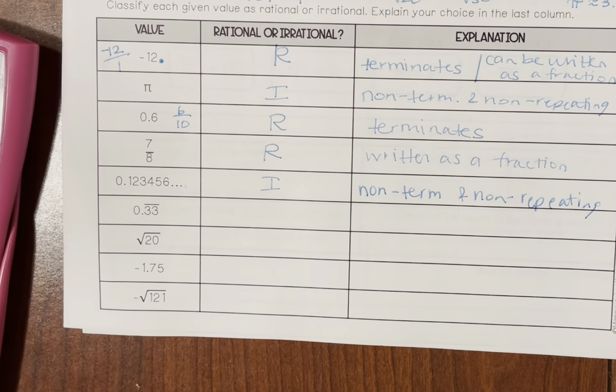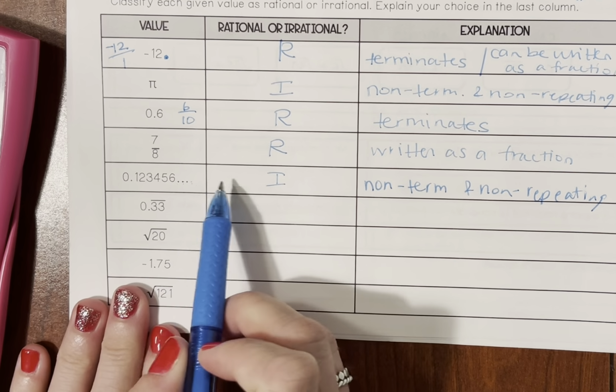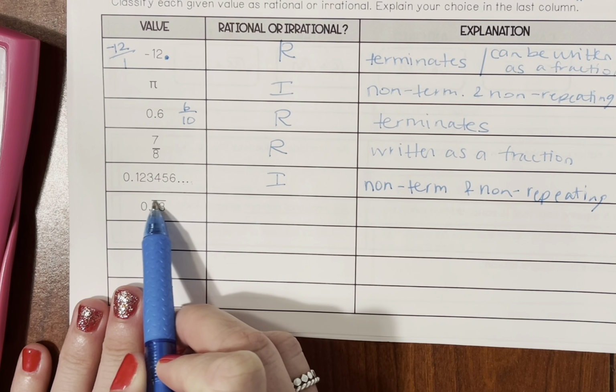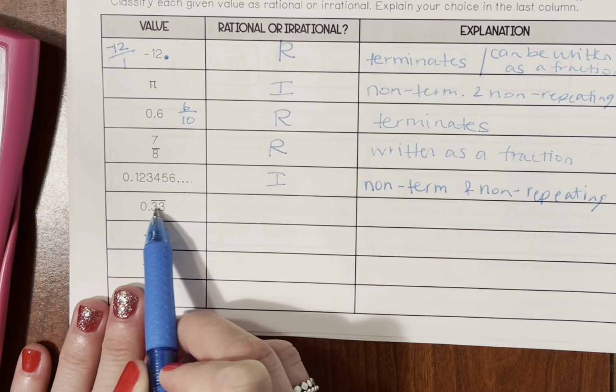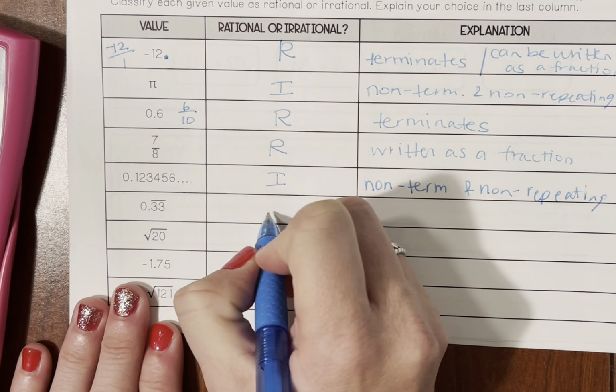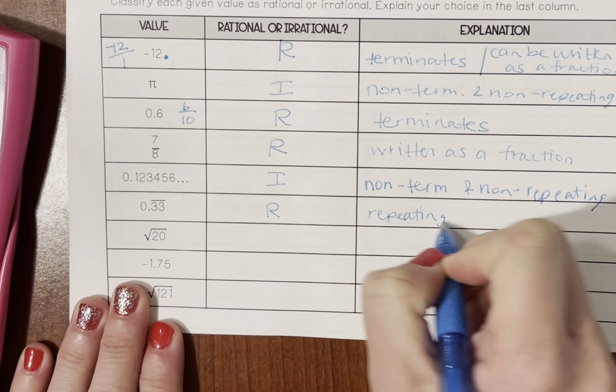All right, next one we have 0.33, and I hope you notice that there's this bar over the threes. So this bar represents repeating. This bar is telling us that these threes are going to continue on. So this is an example of a rational number because it's a repeating decimal.